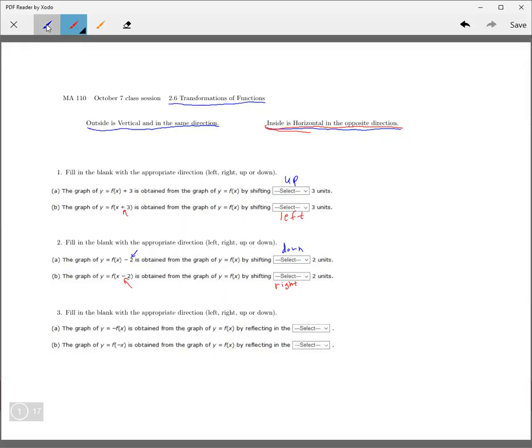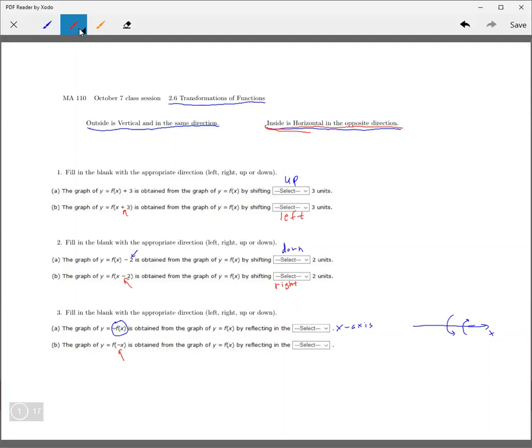Okay. Another thing is reflections. So notice this minus sign here is outside. This minus sign is inside. So reflection is when you have a minus sign like that, and it's just going to be a vertical reflection because it's outside, so it's vertical. And when you're vertical, that means you're reflecting through the x-axis.